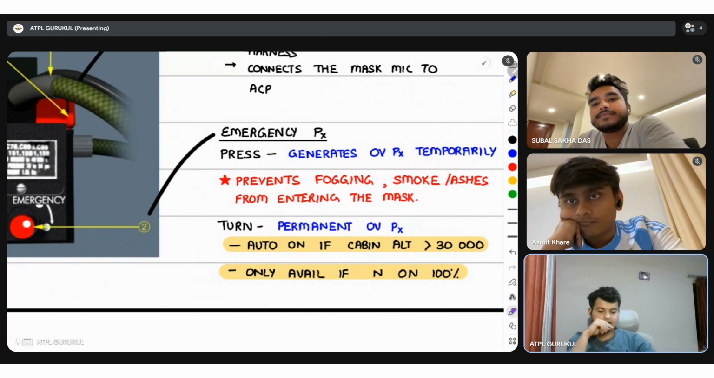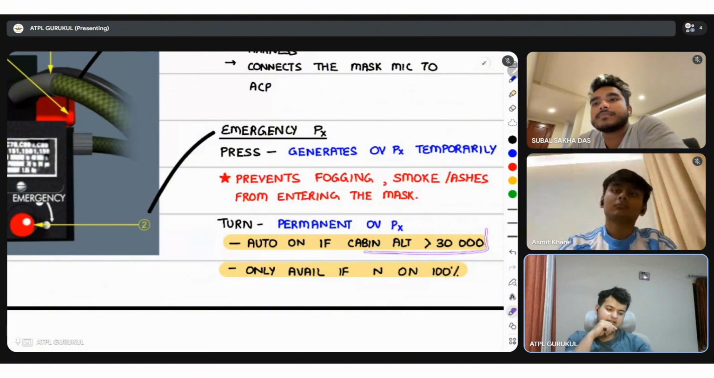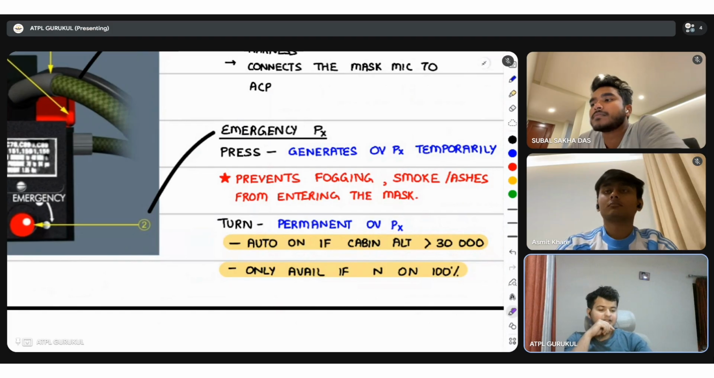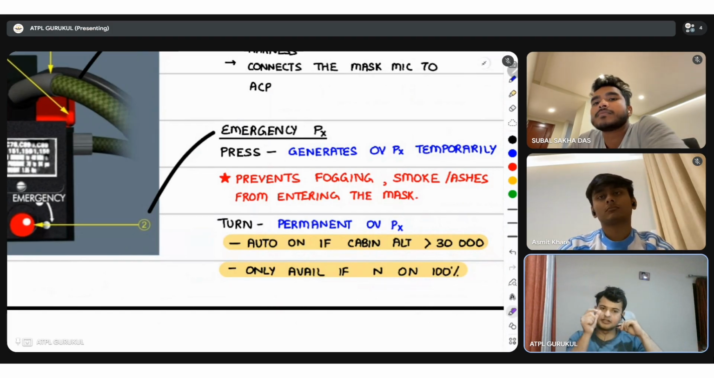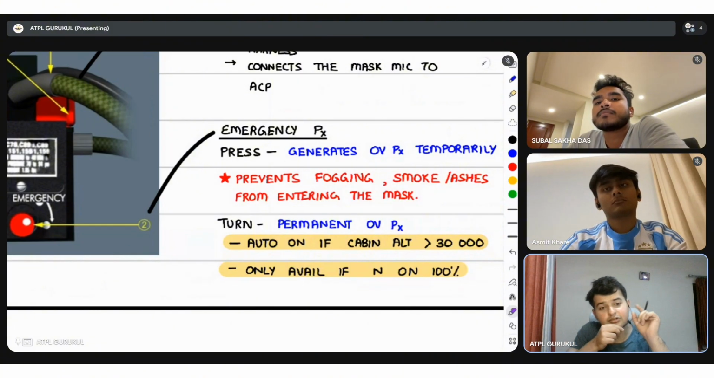अच्छा, by the way, ये जो regulator है, इसके अंदर एक ऐसा सिस्टम है कि अगर तुमने इसको 100% किया हुआ है ना, जैसे ही तुम्हारा कैबिन ऑल्टीट्यूड एक्चुअली 30,000 फीट के ऊपर भी होगा ना, वो पॉजिटिव डिमांड ही देगा, इमरजेंसी ही देगा. लेकिन ये इमरजेंसी तभी अवेलेबल है जब तुमने N को 100 किया. सो हाउ डू यू सिलेक्ट इमरजेंसी? यू हैव टू फर्स्ट टर्न इट ऑन टू 100, प्रेस टू 100 बेसिकली. इसीलिए कहा जाता है हमेशा उसको 100 पे रखो.